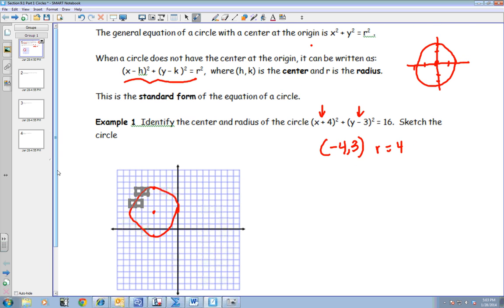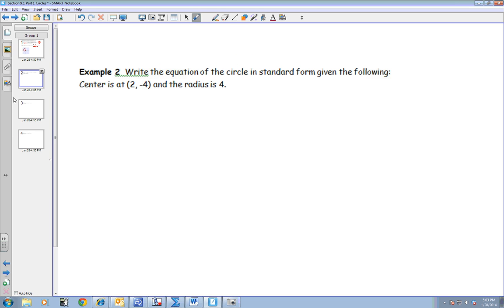That's just review, okay? So here is example 2. This time we're going to write the equation of the circle in standard form given the following. So my center is at 2, -4. So first of all, let's remember that this is the standard form of my circle. Whoops, I don't know why I put a 4 there, squared.